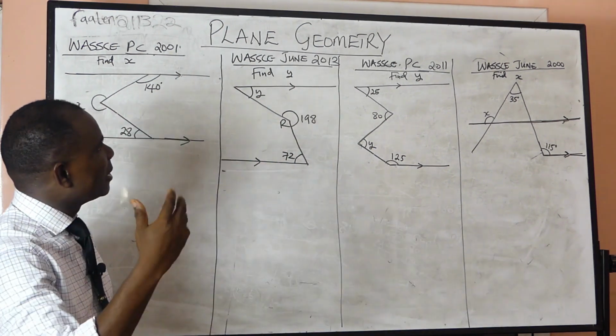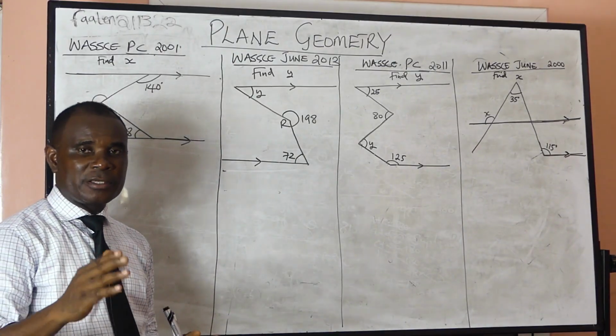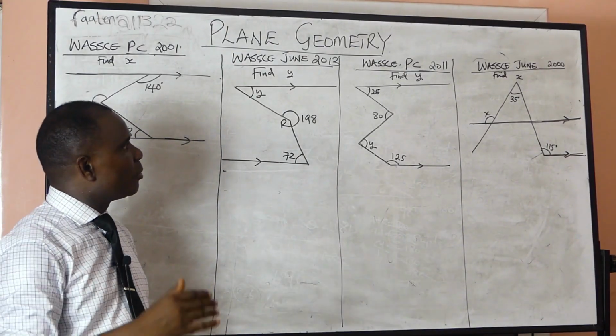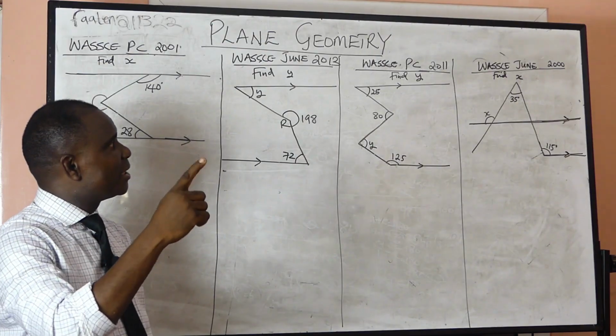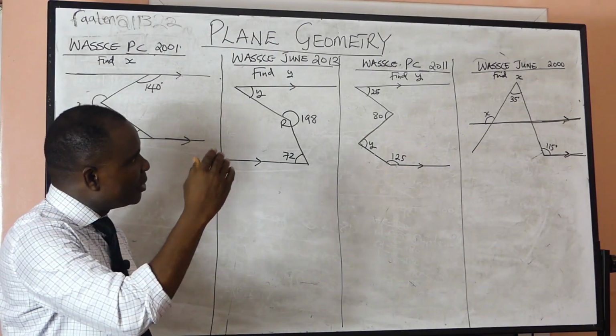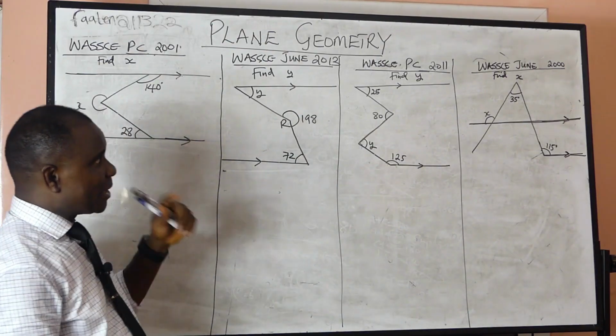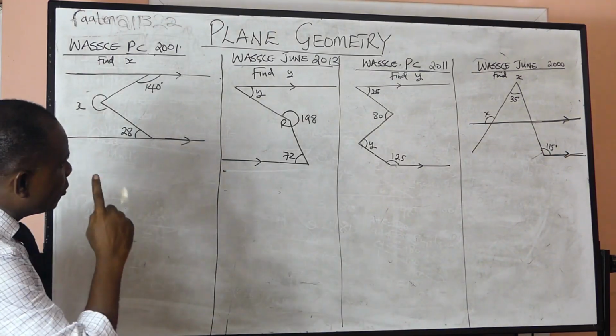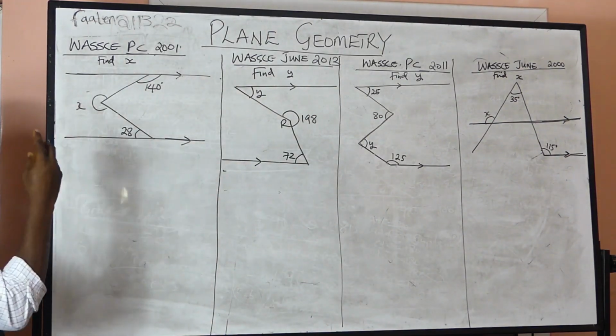We are going to be looking at the private exam, that's PC, private candidate, and we'll look at the SC, that is school candidate. So June is school candidate and PC is private candidate. We'll look at the questions as we go together, so watch out as we are applying the theorems on the questions.